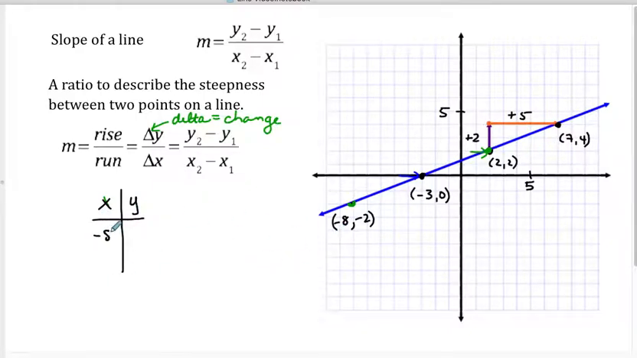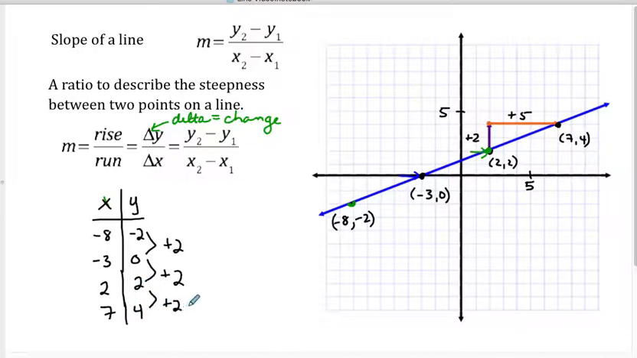I have (-8, -2), and my next point is (-3, 0), and my next point is (2, 2). And notice that my y value is changing every time by the same amount. It goes up 2, it goes up 2. I didn't put that next point in, but I could: (7, 4). It goes up 2. So my change in y is equal to 2.